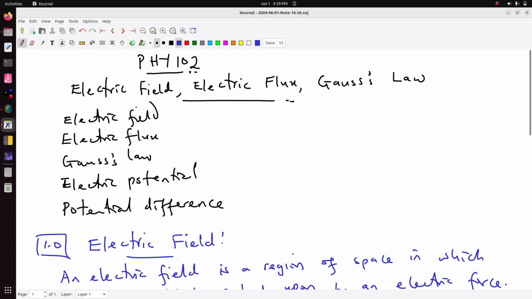So, this week we'll talk about electric field, electric flux, Gauss law. These are the subtopics: the electric field, electric flux, Gauss law, electric potential, potential difference. So, we'll start with electric field.